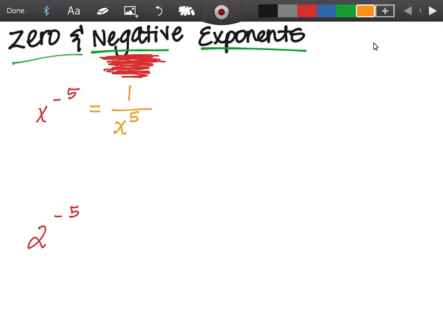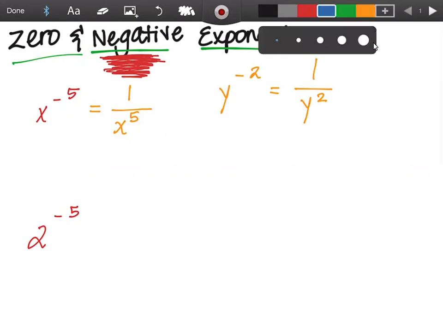So whenever you see a negative exponent, we're going to turn it into a fraction. 1 would be in the numerator's position, and then you would take your exponent and your base and put it in the denominator's position and make sure it's positive. Another quick example would be y to the negative second power, which would become 1 over y to the second power. All right. Now let's take a look at what happens if we have a number instead of a variable.